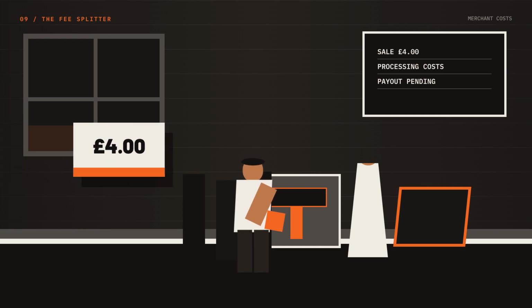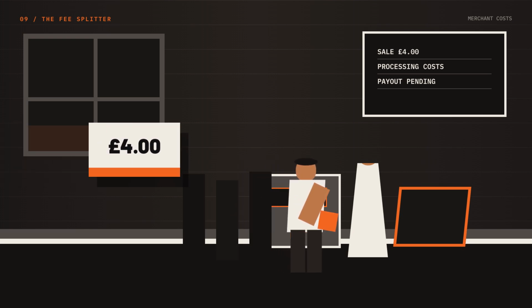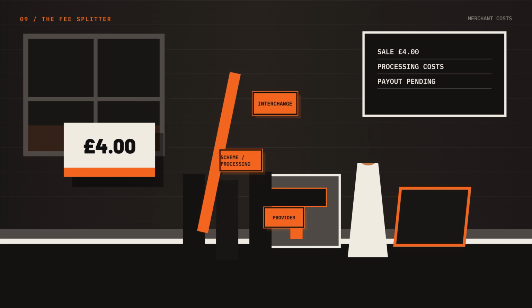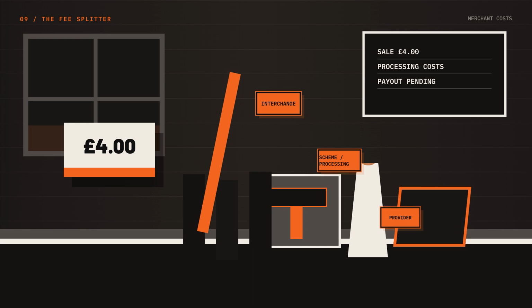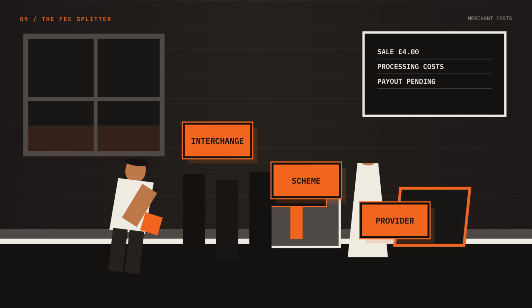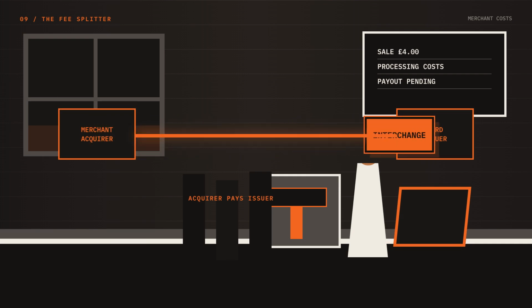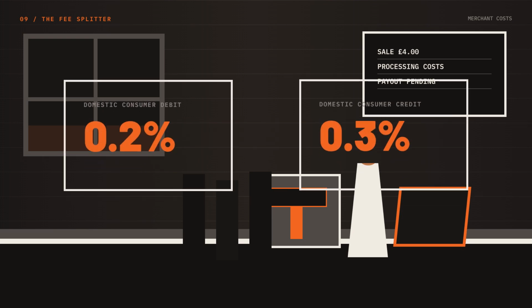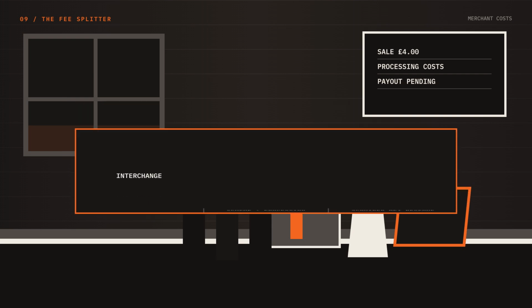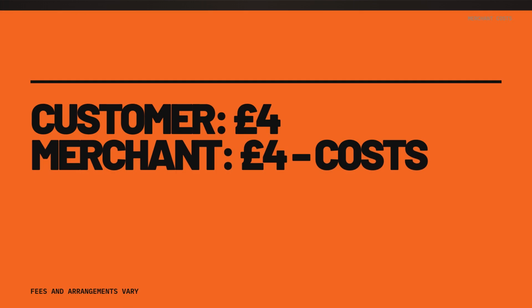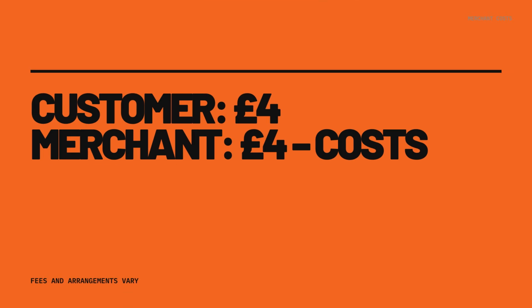But the cafe may not receive the whole £4. Accepting cards costs the merchant money. The merchant service charge can include interchange, scheme, and processing fees, plus the acquiring provider's own costs and margin. In a typical four-party payment, the merchant's acquirer pays interchange to the card issuer. Where UK domestic consumer card caps apply, debit interchange is currently capped at 0.2% and credit at 0.3%. That is only one component, not the cafe's total fee. Pricing and arrangements vary.